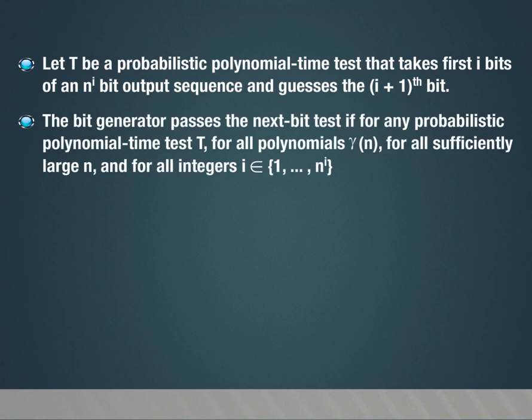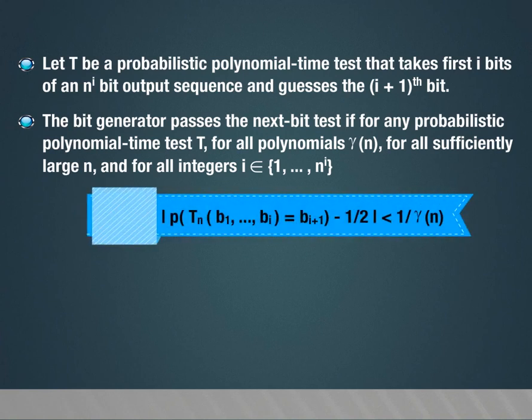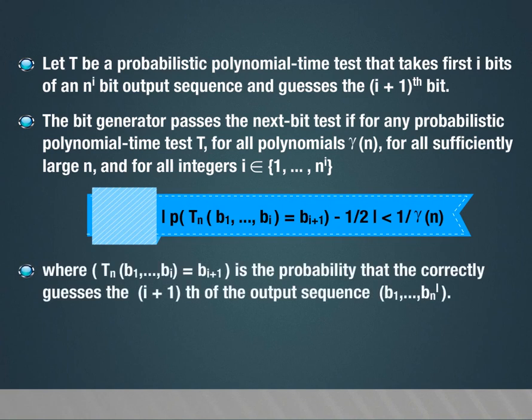The bit generator passes the next bit test if for any probabilistic polynomial time test T, for all polynomials gamma of n, for all sufficiently large n, and for all integers i belonging to 1 up to n^l, the modulus of P(T_n(b1 ... bi) = b_{i+1}) minus 1/2 is less than 1/gamma(n), where T_n(b1 ... bi) = b_{i+1} is the probability that T correctly guesses the (i+1)th bit of the output sequence b1 ... b_{n^l}.